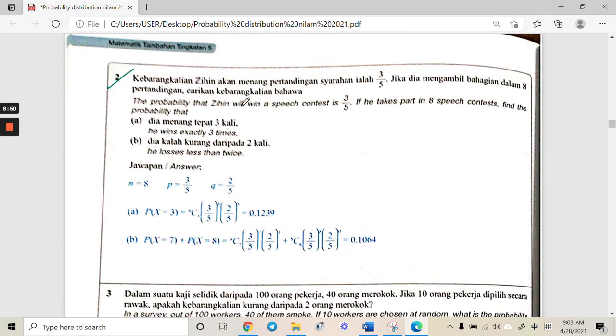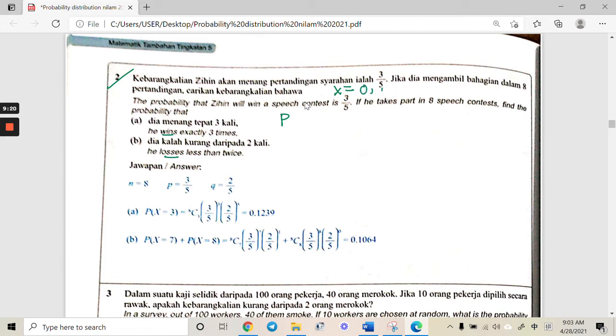Okay, the probability that Zihin will win the speech contest is 3/5 if he takes part in a speech contest. So find the probability that win exactly 3 times. You see, this one they ask about win, this one they ask about loss. So I need to discuss this question so that you understand better. So look at question A, how to calculate this. So P win exactly 3 times. So what is your X value? X value for question A, probability win the contest.